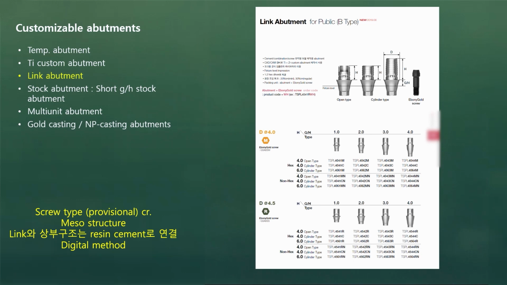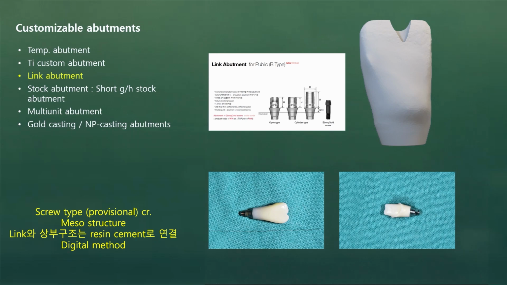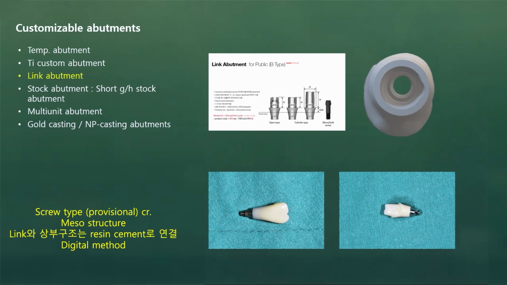But in terms of link abutment, mesostructure, or screw type temporary, we connect it with resin cement, so it's not really as durable. So you could have a cylinder type or the open type depending on your requirement. And as you can see on the right side, the 3D STL file is the screw type abutment, and there is a connecting part, and here you use resin cement to link the link abutment. If you link a crown, it's one thing, and if it's a mesostructure, then it becomes a zirconia abutment.